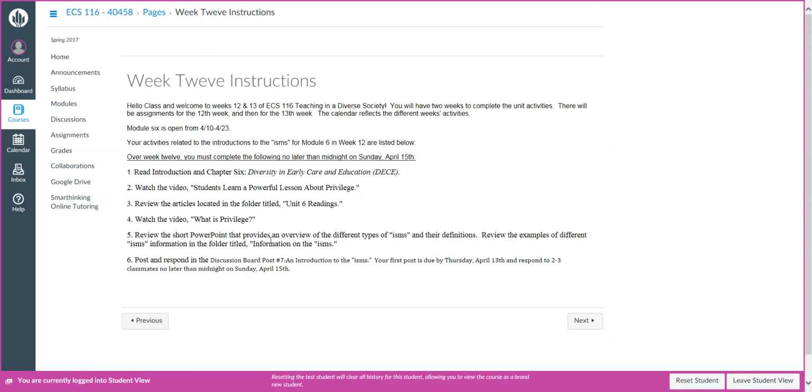So here are our instructions. Just note that Module 6 is weeks 12 and 13, that you've got assignments for week 12, and then you'll have assignments for week 13. So we're going to look specifically at week 12 right now, but I also want to let you know that this module is open 4/10 through 4/23. In fact, I think I've opened it a little bit early for you. So know that the activities are below. Everything is due by the 15th of April, which is Sunday. However, your postings are due before that.